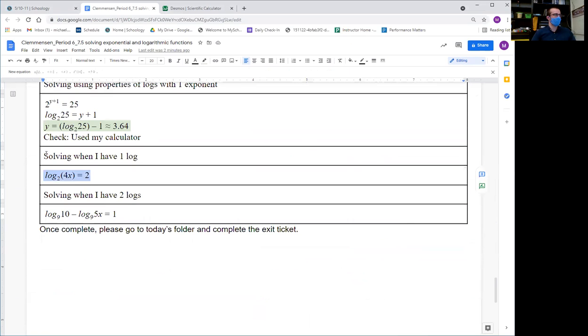We have the third problem right here, solving when I have one log, that I would like everybody to work on. Again, I'm going to put 2 minutes on the clock and then we're going to go over it. You have 2 minutes starting now. Just like before, if you have any questions, let me know. Here to help.